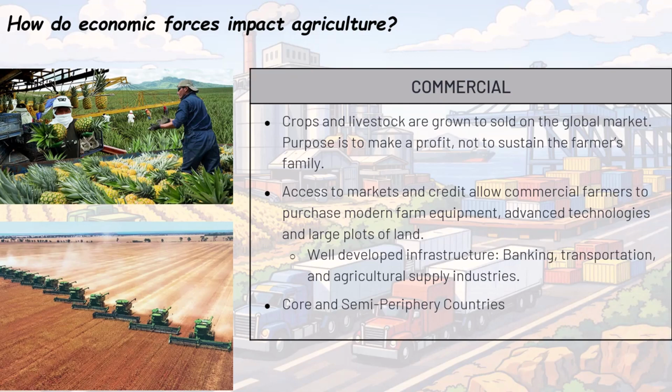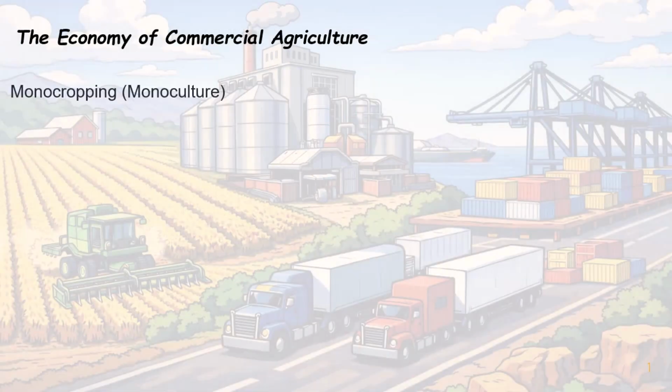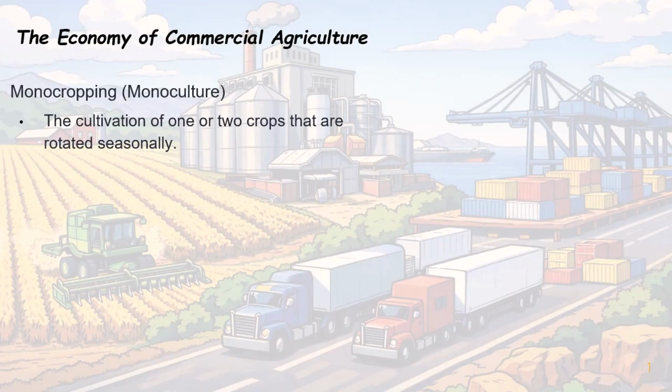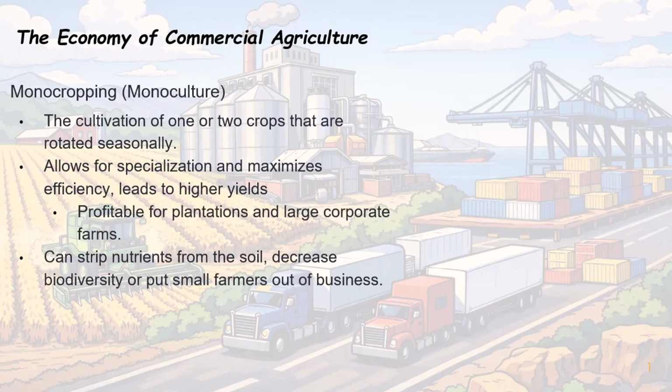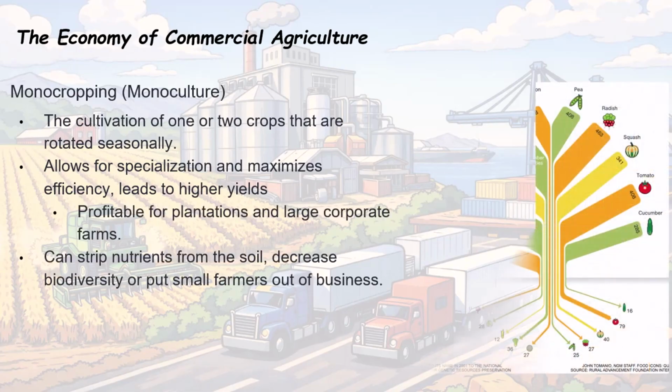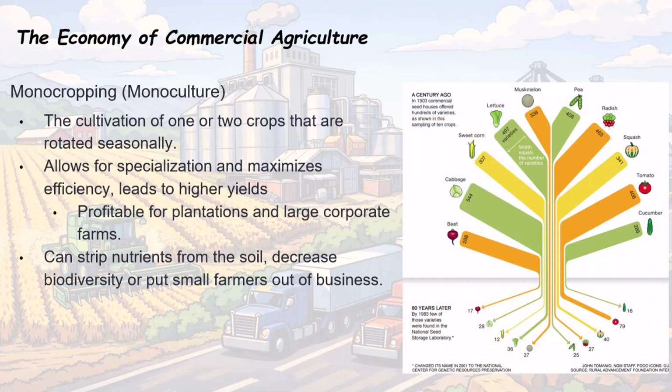And if profit is the objective, the next move is specialization, because monocropping is where efficiency really goes into overdrive. Imagine deciding your entire personality is one thing. That's monocropping. Monocropping or monoculture is the cultivation of one or two crops that are rotated seasonally. But basically it's specialization on repeat. One main crop, same land, year after year, efficiency mode activated.